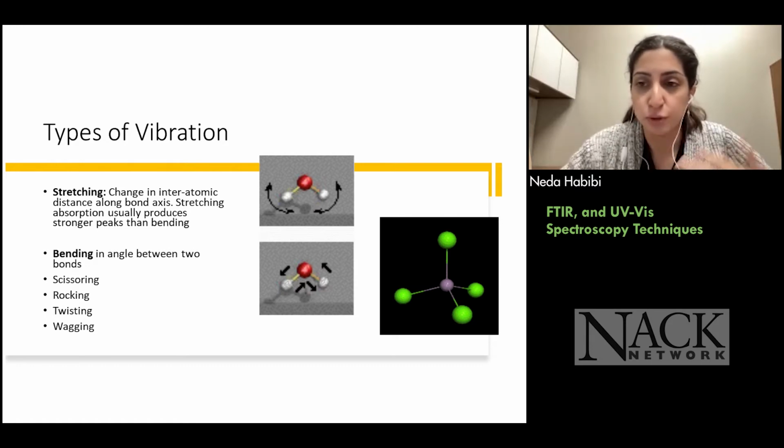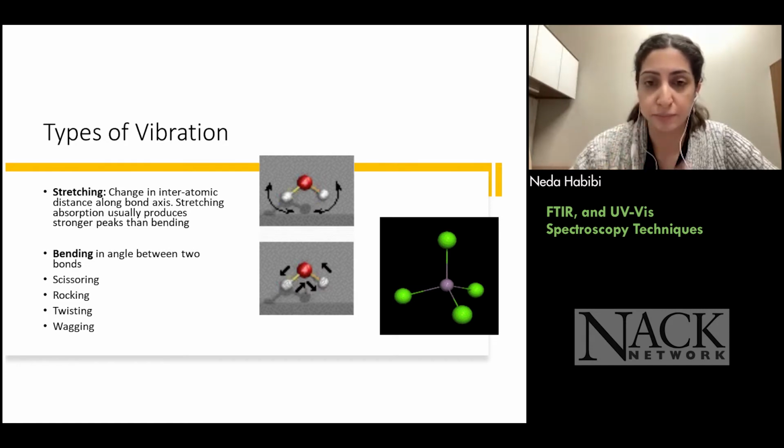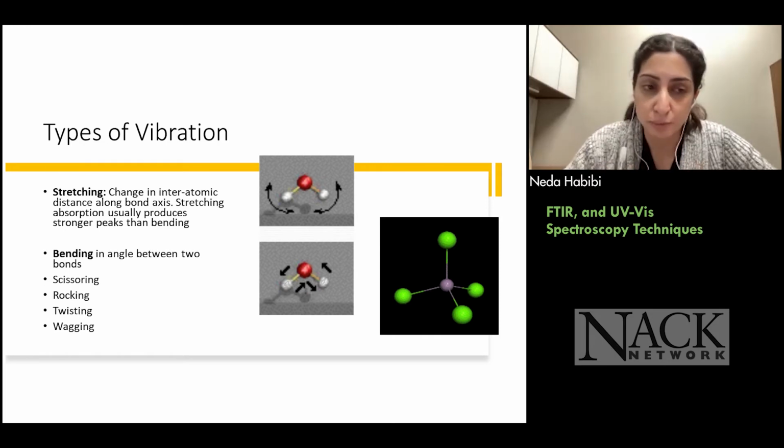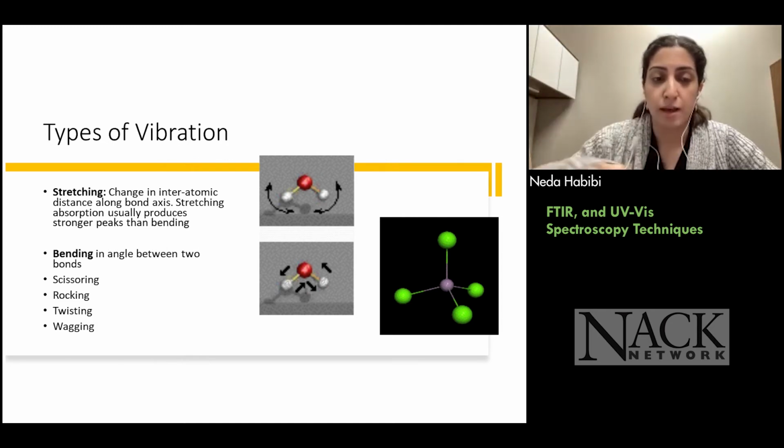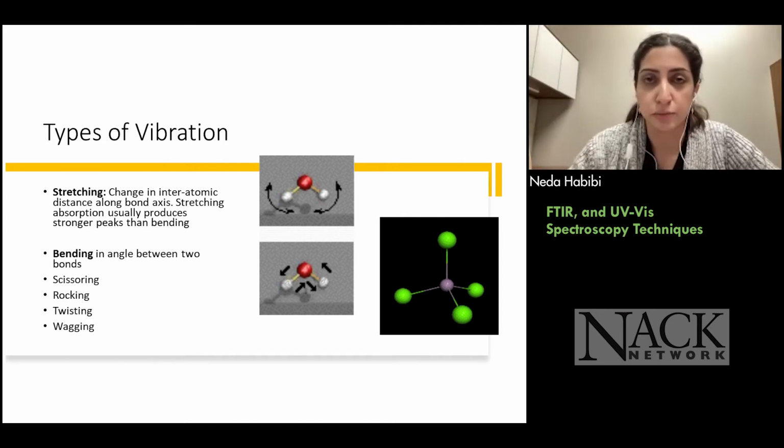The four types of bending vibrations are scissoring, rocking, twisting, and wagging. Scissoring is an in-plane vibration in which both atoms come towards each other, like a scissor motion, and go far apart again. In rocking, it's like a rocking motion: atoms are rocking in a clockwise or anti-clockwise motion. And also twisting and wagging.